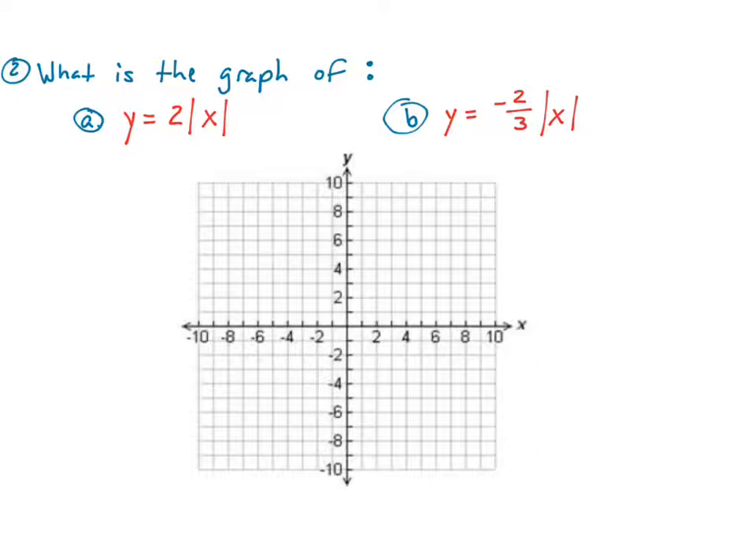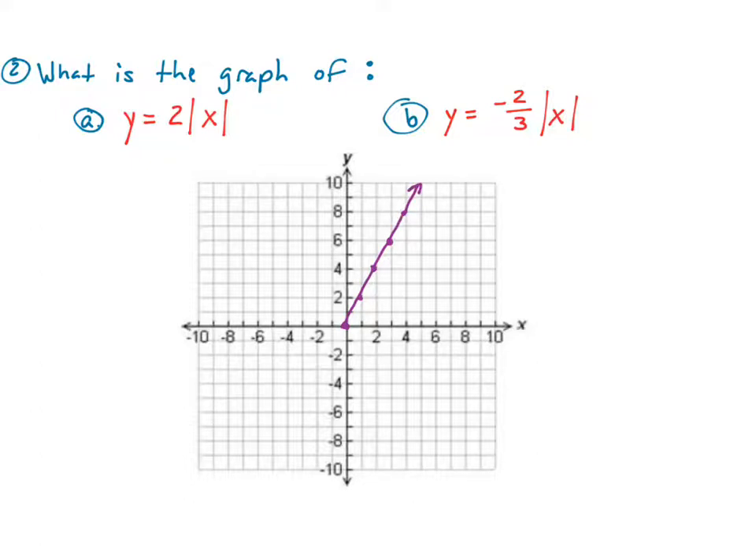Here we're going to apply the same rules. So it wants to know what is the graph of y equals 2 times the absolute value of x. Well, if we know that the slope of the right branch is normally 1, we would multiply that by 2, so the slope becomes 2. So we'll go up 2 over 1, up 2 over 1, up 2 over 1, up 2 over 1. So this is our right branch.